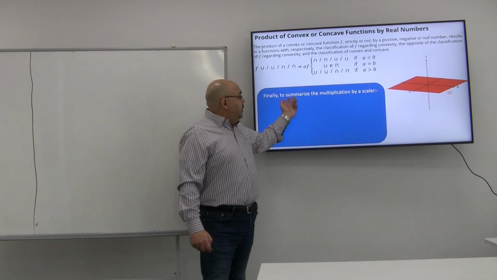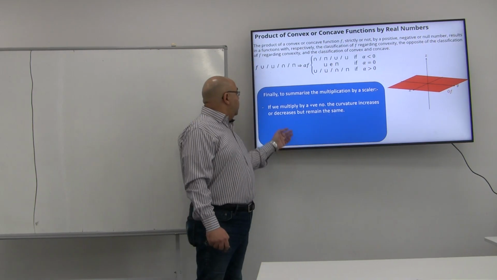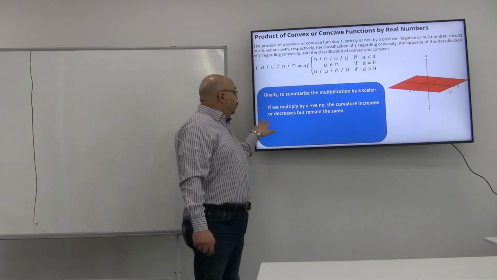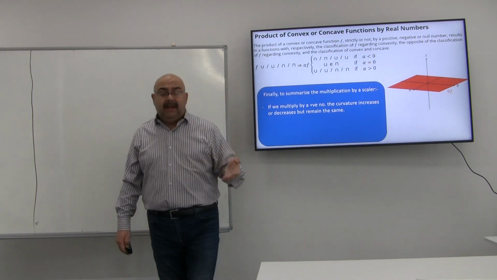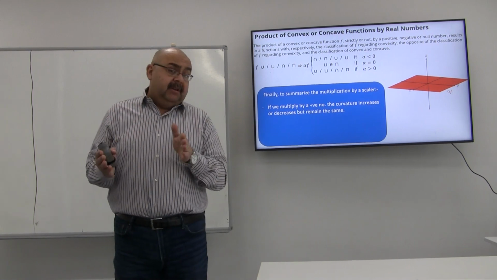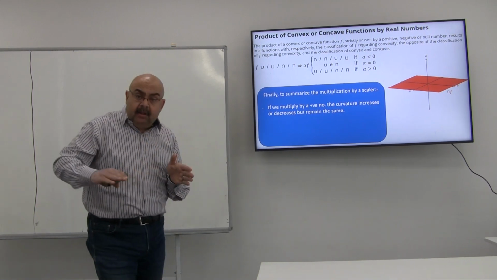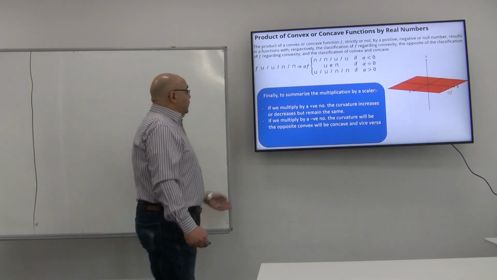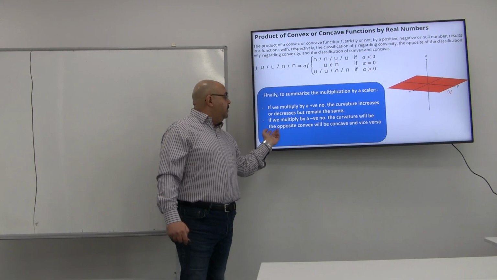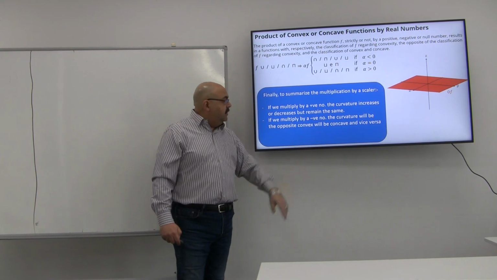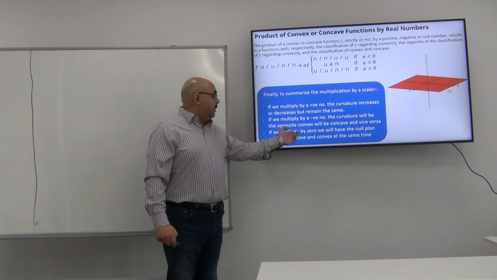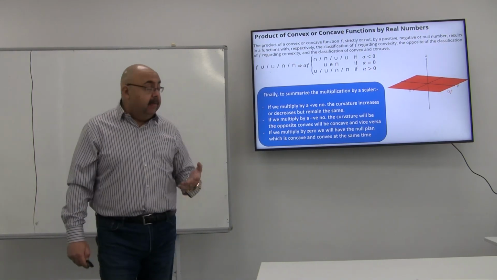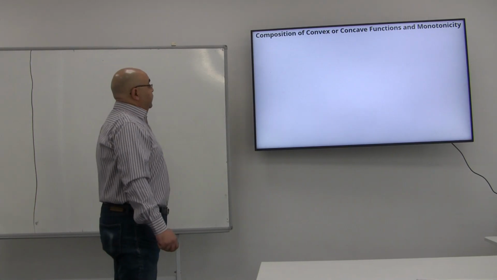So finally, we can summarize the multiplication by a scalar. If we multiply by a positive number, the curvature increases or decreases but remains the same type. Because if you multiply by 2, the concavity will increase. If you multiply by half, the concavity will decrease. If we multiply by a negative number, the curvature will be the opposite: convex will be concave and vice versa. If we multiply by 0, we will have the null plane, which is concave and convex at the same time, as we spoke about previously.